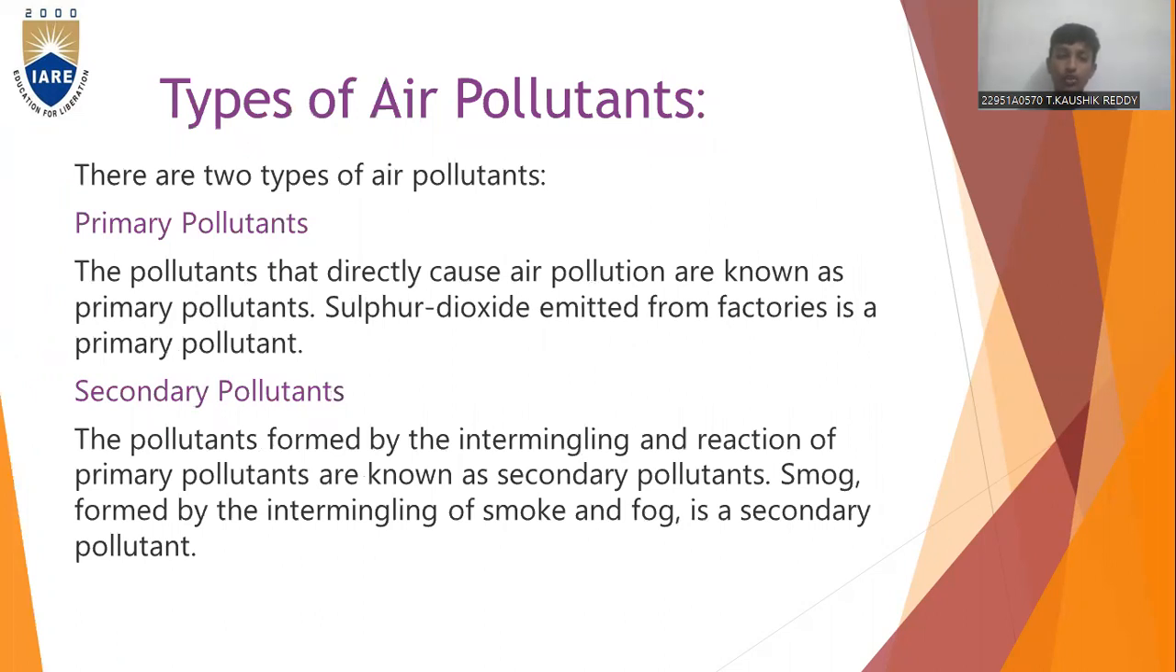Types of air pollutants. There are two types of air pollutants: primary pollutants and secondary pollutants. Let us learn about the primary pollutants. The pollutants that directly cause air pollution are known as primary pollutants. Sulfur dioxide emitted from factories is a primary pollutant. Secondary pollutants: the pollutants formed by the intermingling and reaction of primary pollutants are known as secondary pollutants. Smog, formed by the intermingling of smoke and fog, is a secondary pollutant.